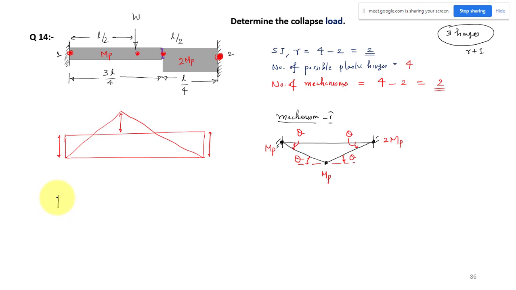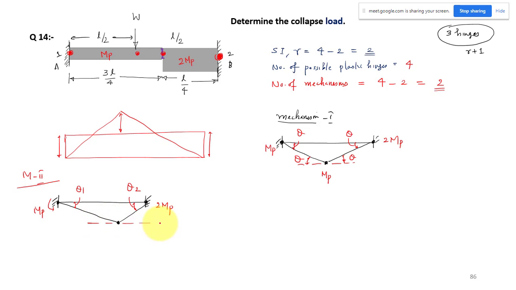And the second mechanism will be: the first two hinges are forming at the support, and the third hinge will be at this section, not L by 2 but at a distance of L by 4 from the support B. At this point your plastic hinge may form. So that is the second possible mechanism. So we take here, this is the third hinge, first hinge and second and third. In this case here we have MB, and here we have 2 MB, and this angle will be maybe theta 1. This angle will not be equal, this will be theta 2. This is mechanism 2. Mechanism 2 I am drawing.